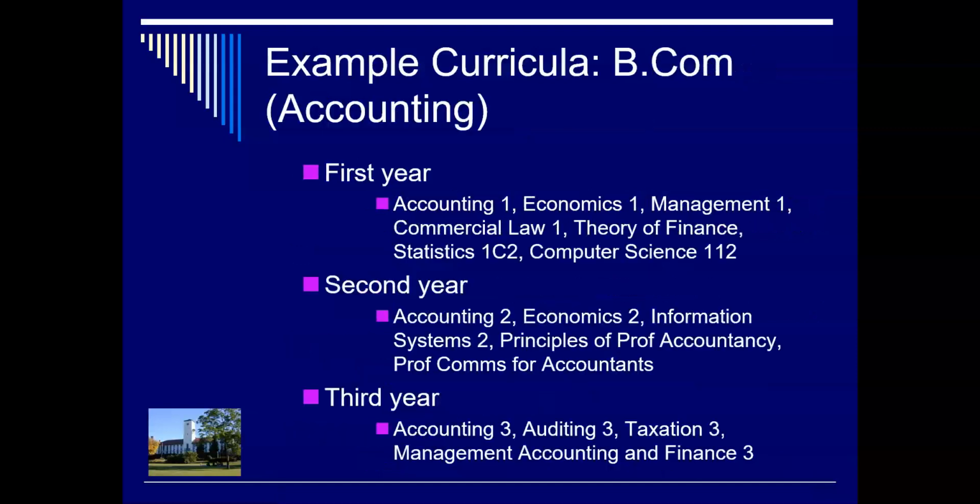Let's move on and have a look at the BCom Chartered Accounting curriculum. It's a 3-year degree, and in this particular degree, there is no choice. You do each and every one of these subjects. And again, in your first year, Accounting 1, Ecos 1, Management 1, Commercial Law 1, Theory of Finance, Statistics 1C2, and Computer Science 112. And then these courses in the second year, and in the final year, you'll be taking Accounting 3, Auditing 3, Taxation 3, and Management Accounting and Finance 3. The BCom accounting degree is peculiar in that it is a set curriculum. You have no choice. These are the courses you do.